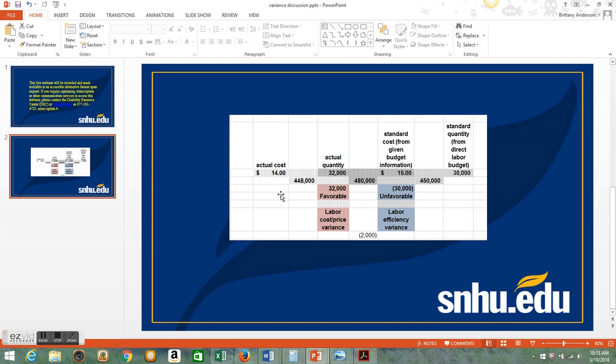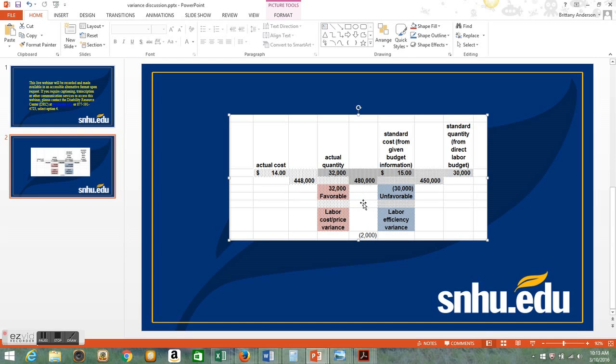So now we go back to our actual information. We actually paid $14 an hour, but we said we would pay $15 an hour. So we already know that regardless of how many hours worked, we have a favorable variance because we're paying them less. This number, this $480,000, is taken by multiplying my $15 an hour by my 32,000. So it's my standard rate times my actual quantity.